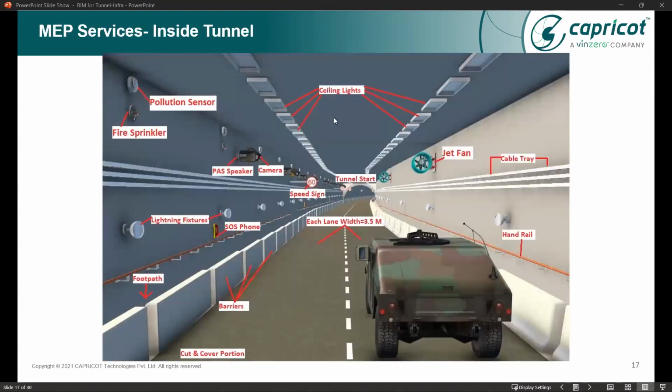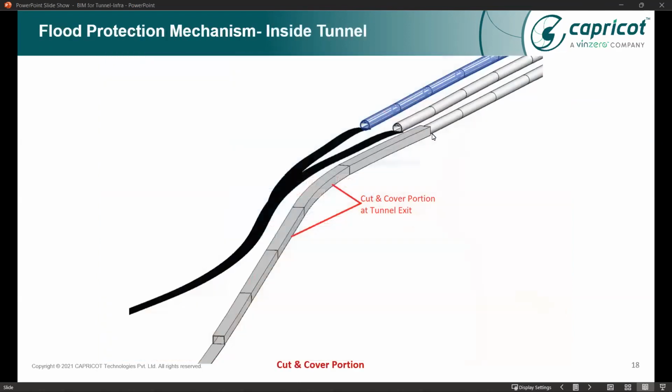As you may notice, this is the cut and cover portion, which is a rectangular cross section. And after a certain while, you may notice that there is a circular variation, like the tunnel is actually converting into a circular one. So that is the outer view of this tunnel. What we did in the cut and cover portion: it was actually placed in a flooded region, a flood prone area.